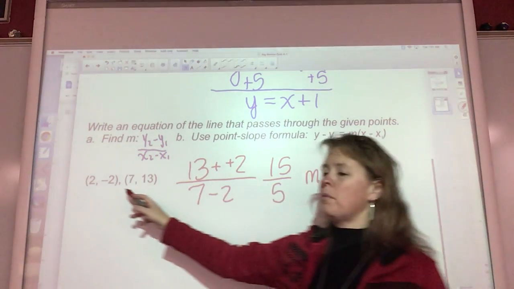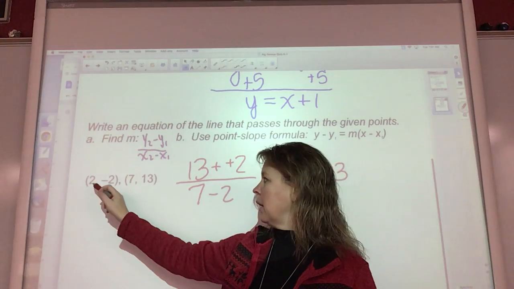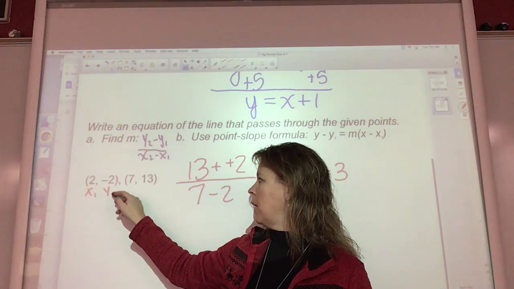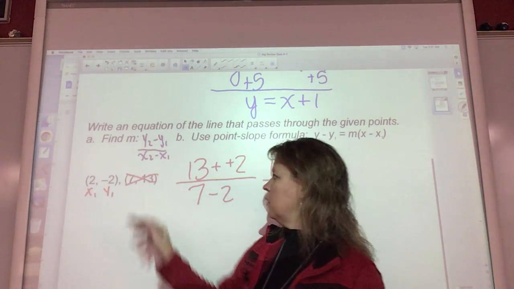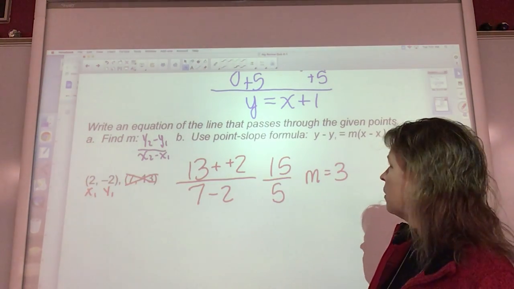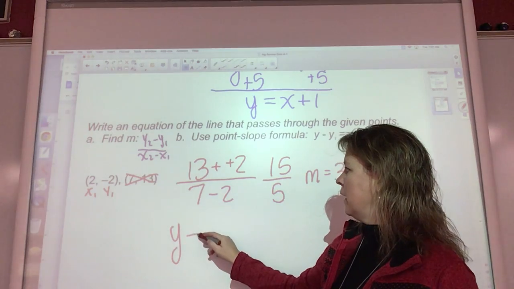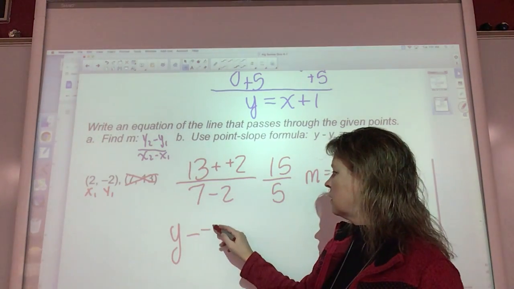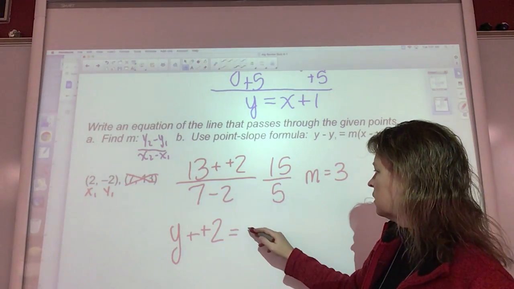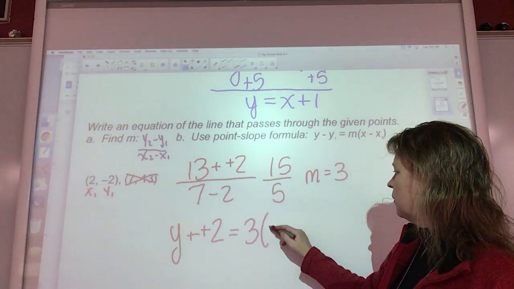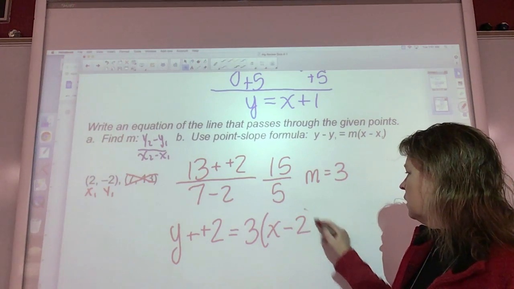Pick one of the points. I don't care which one you pick. Pick x1, y1. You could pick x2 or y2. It doesn't matter. But only pick one. You don't need the other one. You already used it for slope. Y minus y1. So y minus a -2, y plus 2, equals slope times x minus 2.